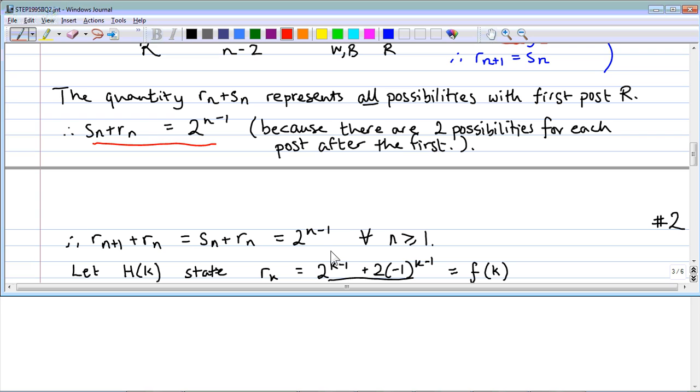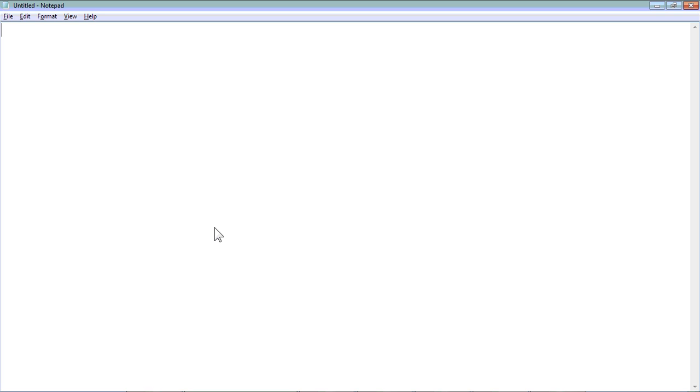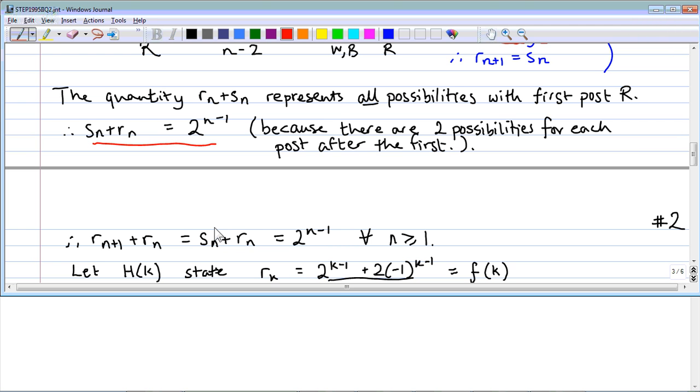Now let's do the next task. This is the sort of centerpiece of the question. Prove by induction that Rn equals 2 to the n minus 1 plus 2 times minus 1 to the n minus 1, all over 3. Okay. It certainly would be quite confusing to try and prove this without the hint. The hint here is to use mathematical induction. So we don't argue with them, we just simply do what we're told. There's a kind of a theme here, isn't there?